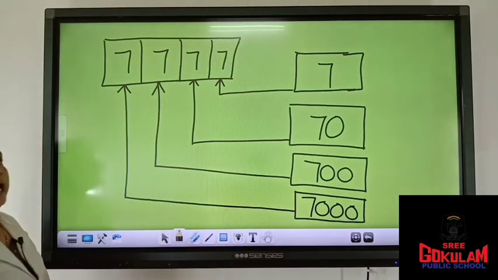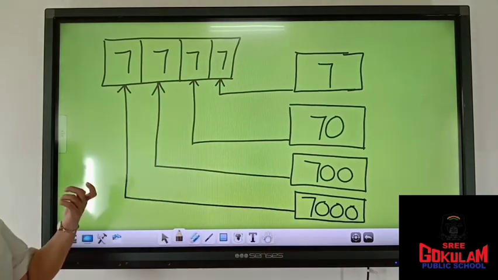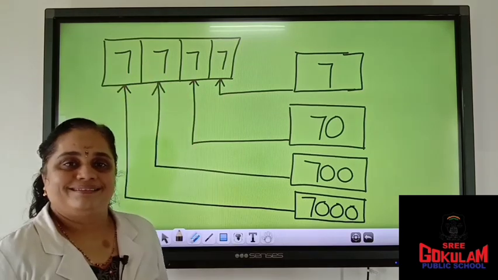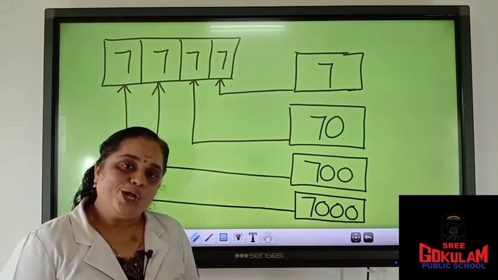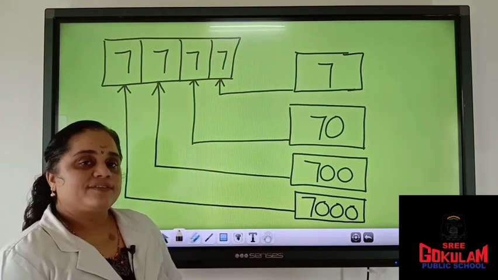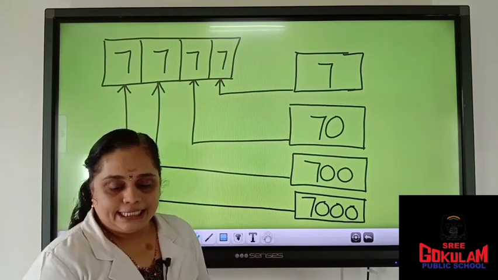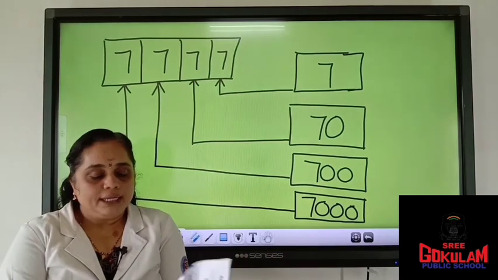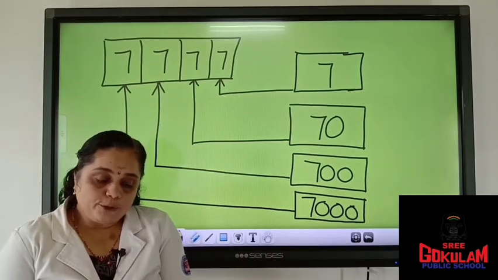So children, I hope this is clear to you. So the number is 7,777. Okay, children? Is it clear to all of you? Okay. So these were a few examples about writing the numerals. Now, in our textbook, we have another portion there.